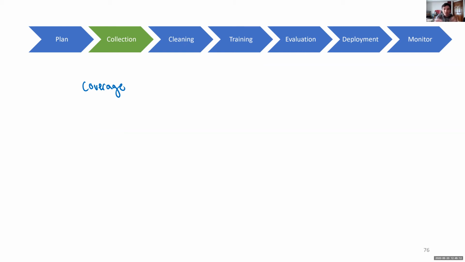Now, that can't happen all the time, right? There are just some things that are unpredictable. But as best we can, we have to make sure that it involves every sort of variable and situation that we could feasibly get into.